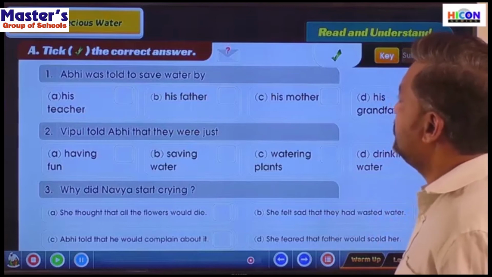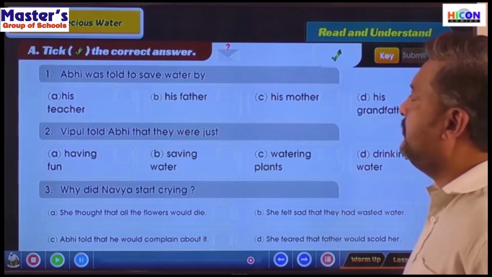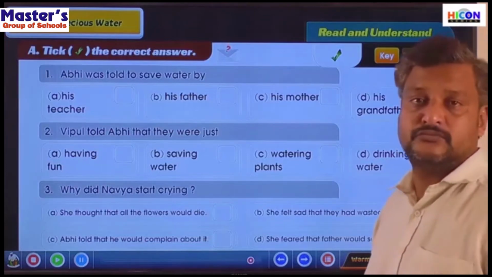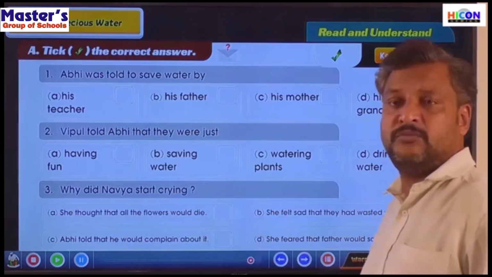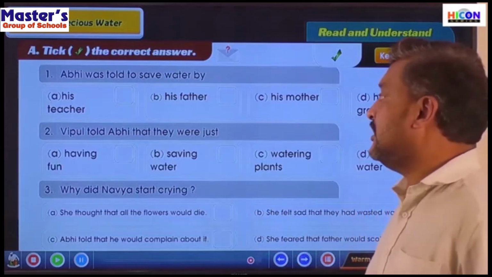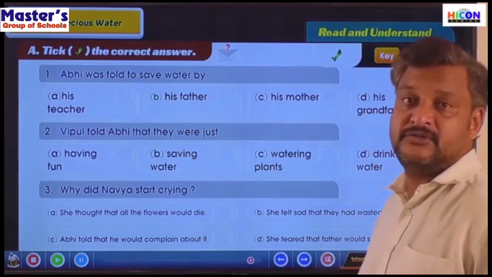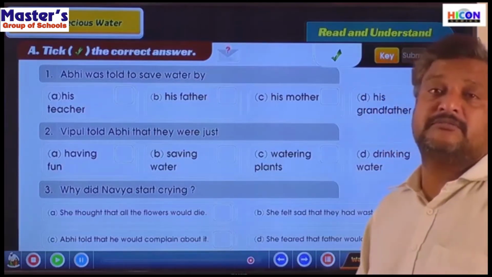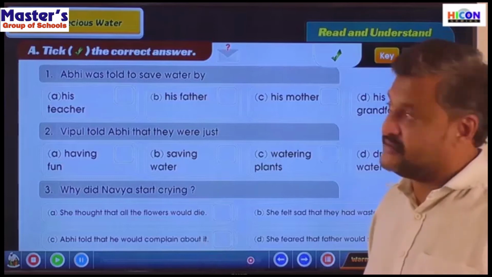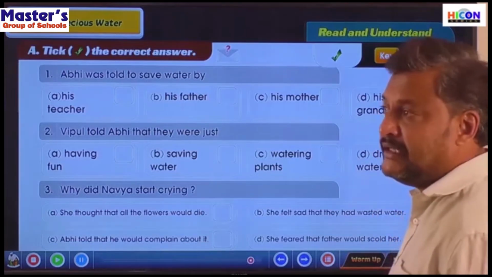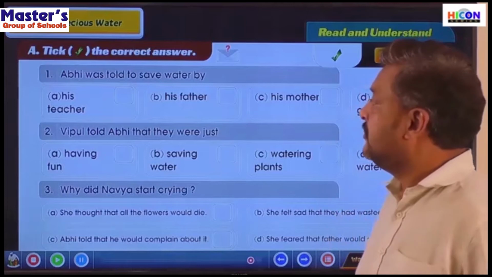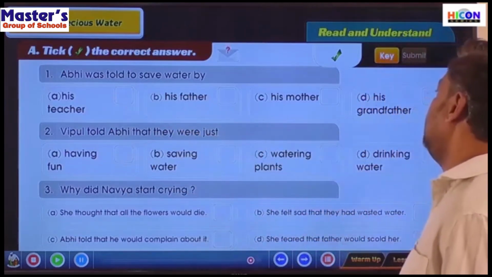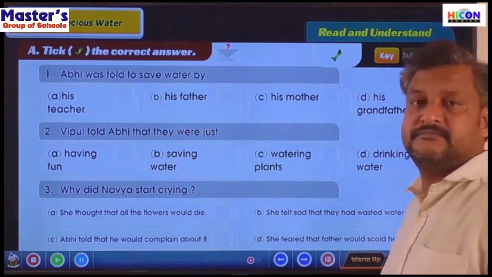Okay. So the first one, Abhi was told to save water by whom? So Abhi was a 6-year-old boy sitting there, isn't it? Yes, when Vipul and Navya, the 2 kids, were playing in the water. So Abhi went and told them that we should not waste water like this, isn't it? So, who did tell Abhi to save water? So, what are the options? A, his teacher, his father, his mother, and his grandfather.